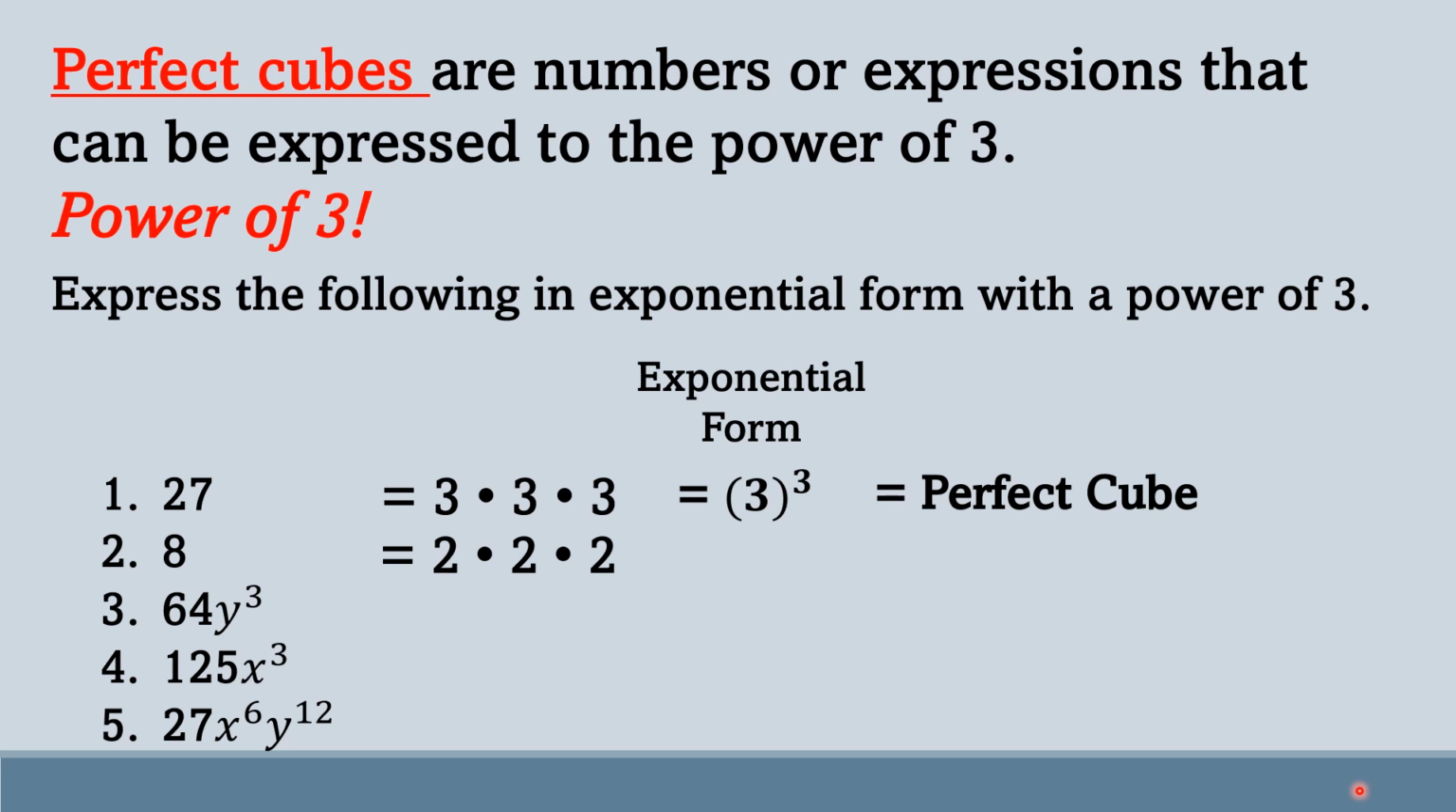And if we are going to express that in an exponential form, the cube root 2 will be raised to the power of 3. So we have there, quantity of 2 raised to the power of 3 is the exponential form of 8. Therefore, 8 is a perfect cube. Next, we have 64y cubed.